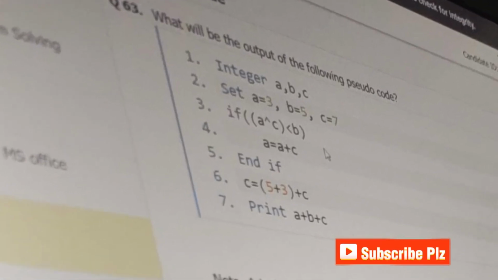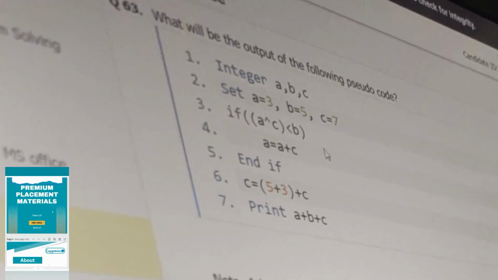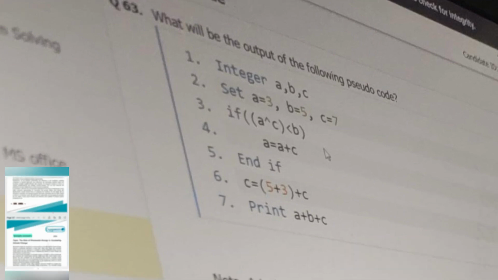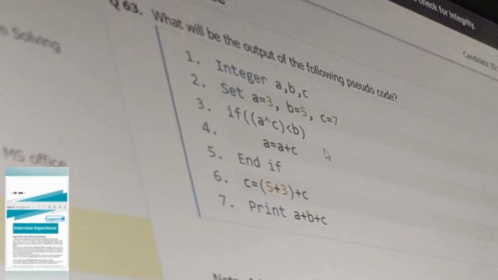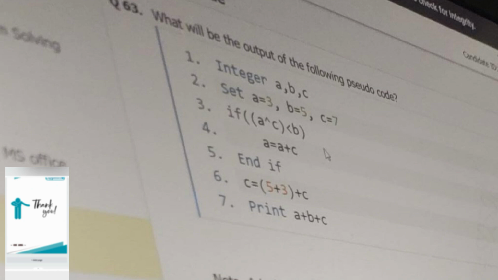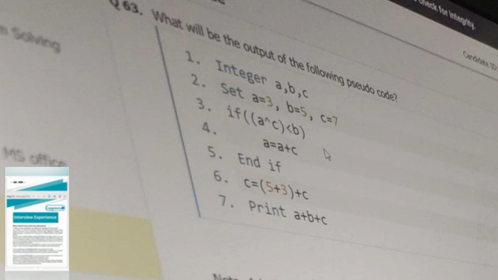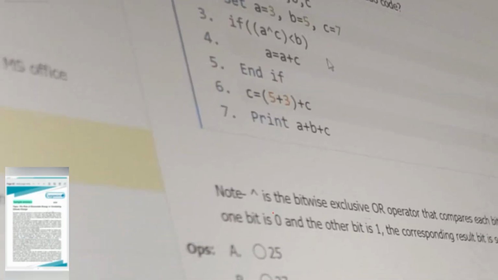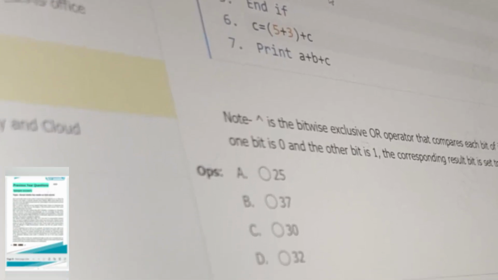Integer a, b, c: set a is equal to 3, b is equal to 5, c is equal to 7. So the values of a, b, c are initialized. Then we check this condition and perform this, then c is initialized again, then print a plus b plus c. The values provided are 25, 37, 30 and 32.